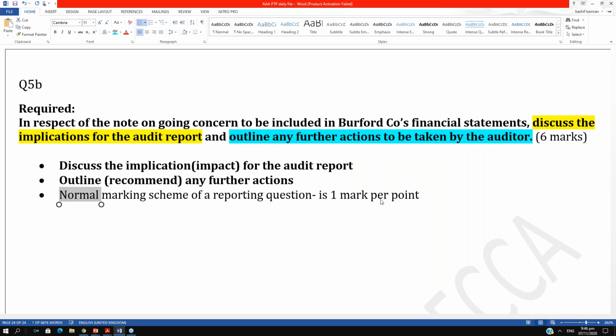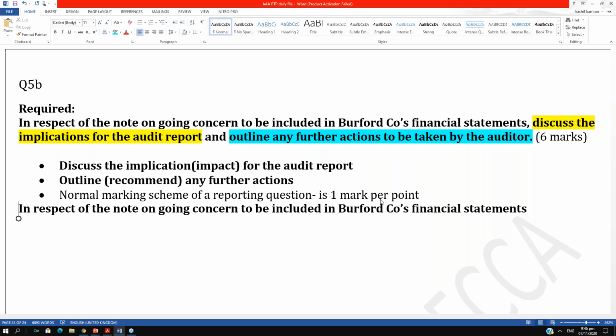So let's copy this and let's paste it here. In respect of the note on going concern to be included in the Burford Company's financial statement, number one, I want you to discuss the impact on the report, and number two, outline further actions.